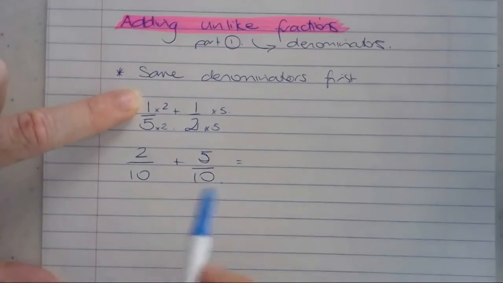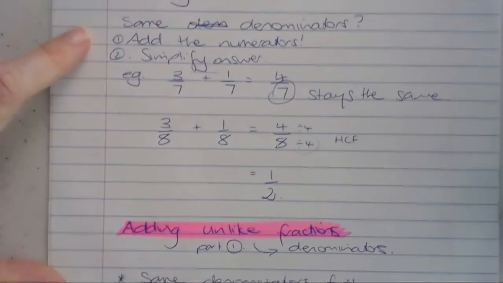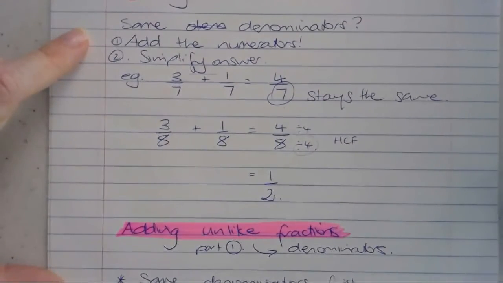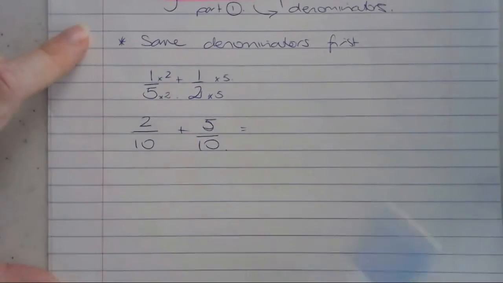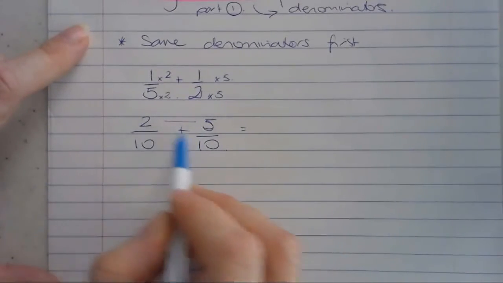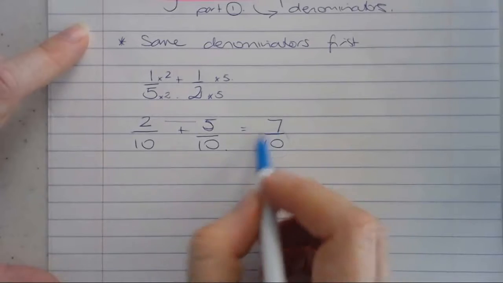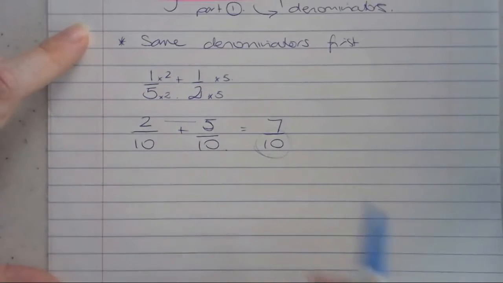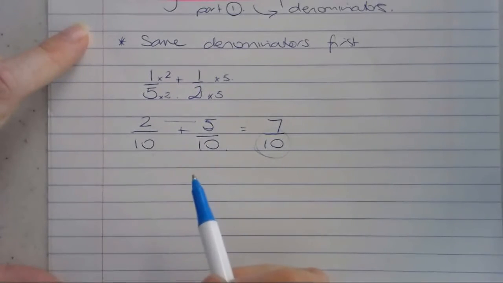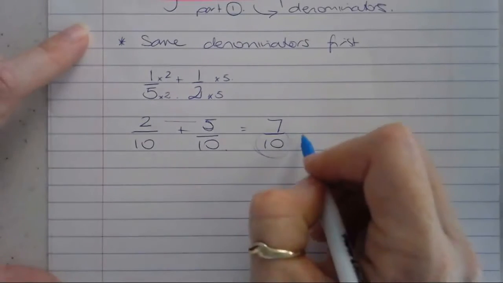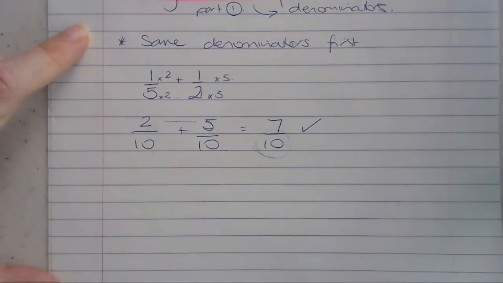Now that we've done that, we just do what we did up here. We just add across the top. Our denominators stay the same. So now I have 2 plus 5, 7 over our new denominator of 10. Same as in the question. Can I simplify that any further? No, I can't. So that is my simplest answer.